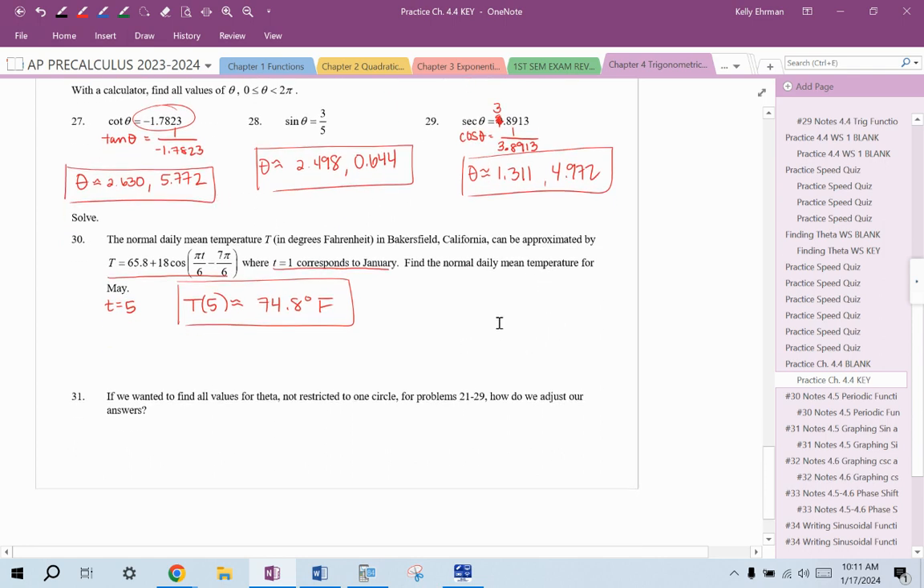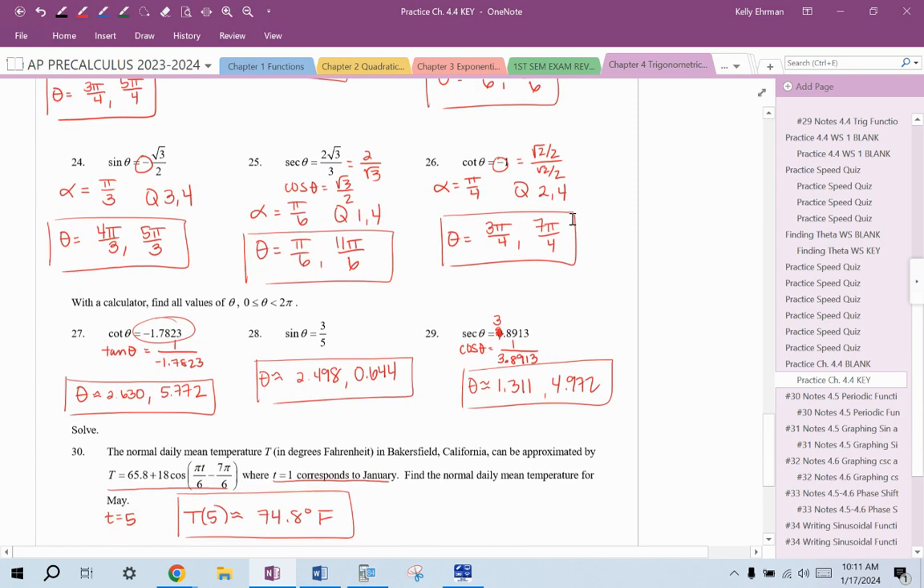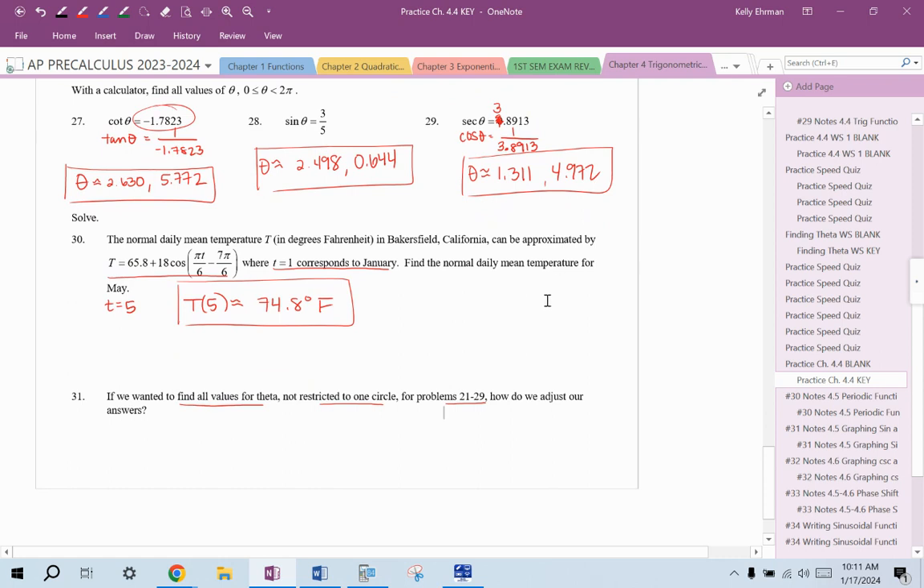Okay, and then last question. If we wanted to find all values for theta, not just restricted to one circle for 21 to 29, all the ones we found angles for, how do we adjust our answers? We take theta and we add 2 pi k, where k is an integer. Think about this. This is saying, like, if one of the answers is 30 degrees, we could add 360 times k. So 30 degrees, 390 degrees, add 360 to that, add 360 to that. All those angles keep landing in the same place. So you're just finding all the possible coterminal angles.